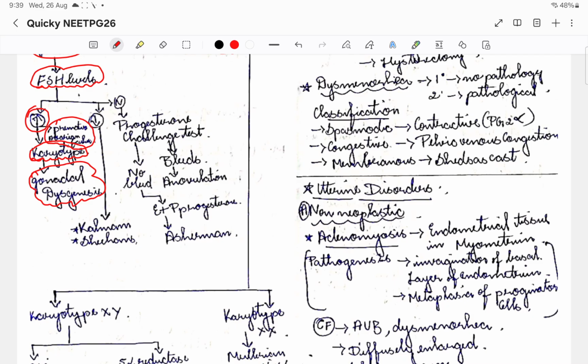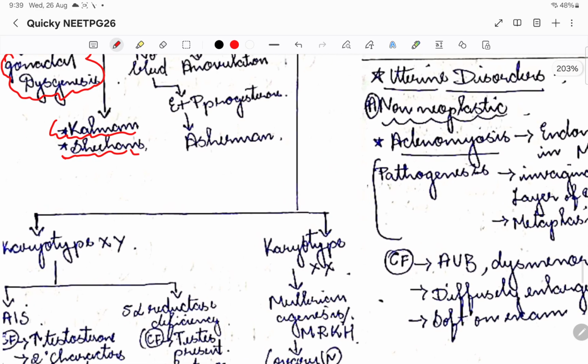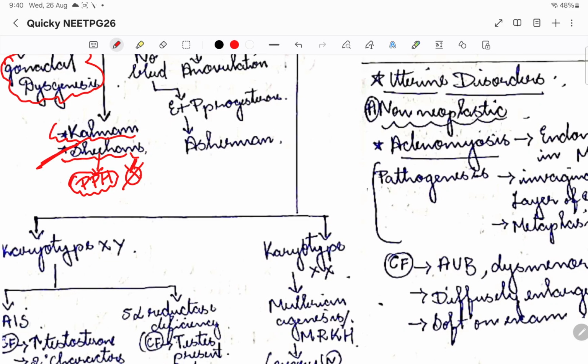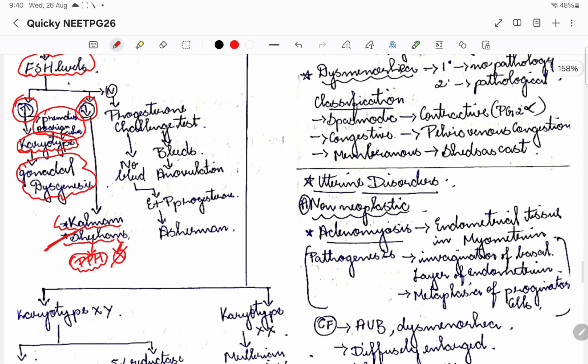Suppose the FSH level comes low. That means the FSH is not being generated from the pituitary itself, so there might be some issue with the pituitary, that is Kallmann syndrome or Sheehan syndrome. What is Sheehan syndrome? We learnt about PPH, postpartum hemorrhage. After postpartum hemorrhage, due to the increased hemorrhage, the pituitary blood supply will be compromised and the pituitary will get atrophied. This pituitary atrophy because of PPH is known as Sheehan syndrome. Please remember this. These are the two things because of the FSH level.